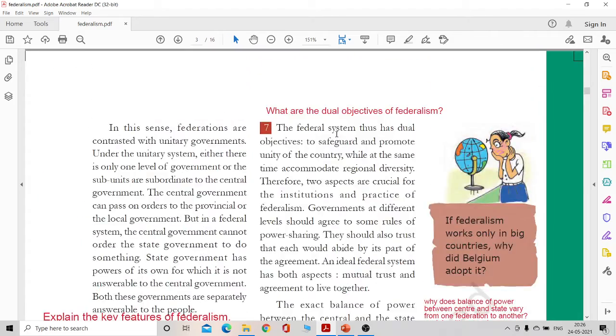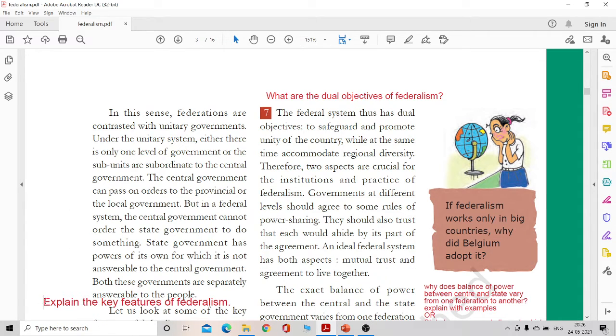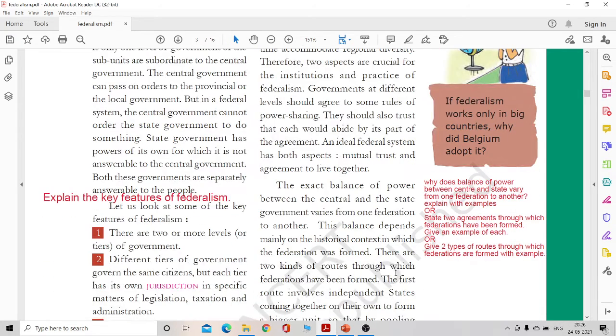And of course, the other feature of federalism, which is already mentioned, the dual objectives. So you have to remember to add the dual objectives of federalism in case you get this 5-marker question, which is explain the key features of federalism. So there are 7. You can write any 5 if you get a 5-marker question, or you can write any 3 if you get a 3-marker question. So you are completely spoiled for choice, right?